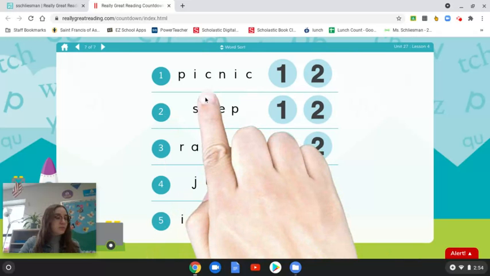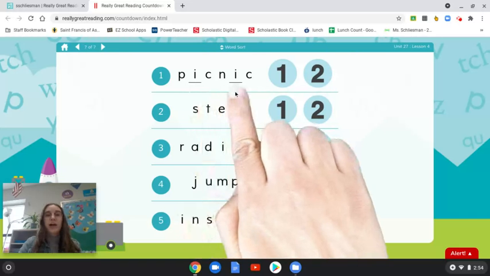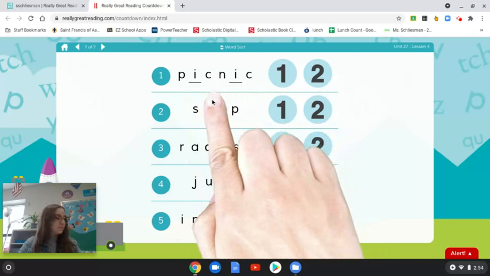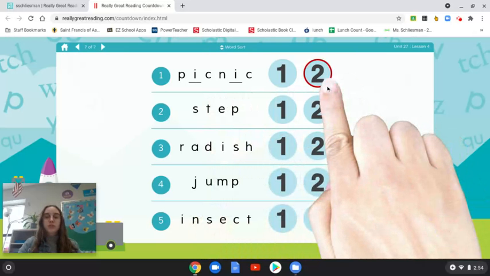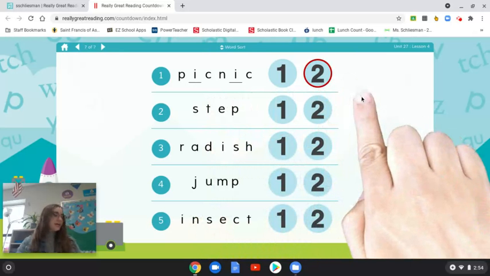How many vowels are in this word? 2. I and I. So I'm going to underline my 2 vowels. Are the vowels next to each other? No. So how many syllables are there? 2. So I'm going to circle the number 2 because that's how many syllables are in my word. Now, to help us read this 2-syllable word, we're going to divide the syllables by drawing a line between them. That way we can read one syllable at a time before we blend them together.